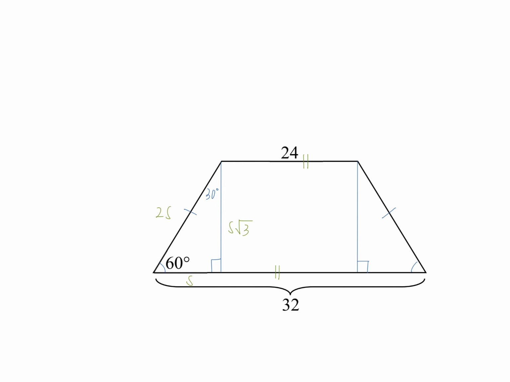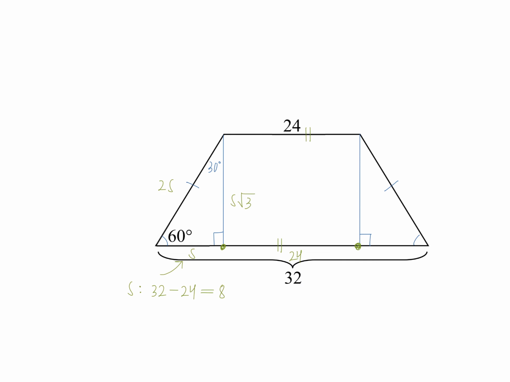Okay, so that means that this length here to here is going to be 24. And so I'm going to subtract to find this S here. I'm going to take that 32 minus 24, and I'm going to be left with 8. Okay, now we want to keep in mind there are two S's, because we have an S over here as well, that are going to be equal to that 8. So I need to take that 8 and divide it by 2 to find just one of them.